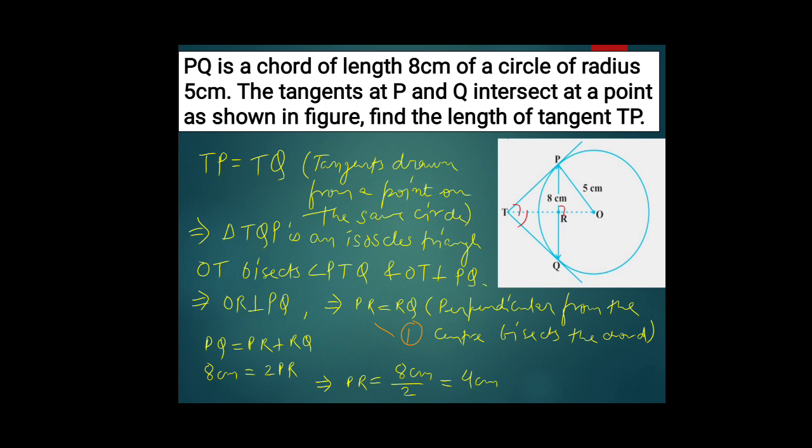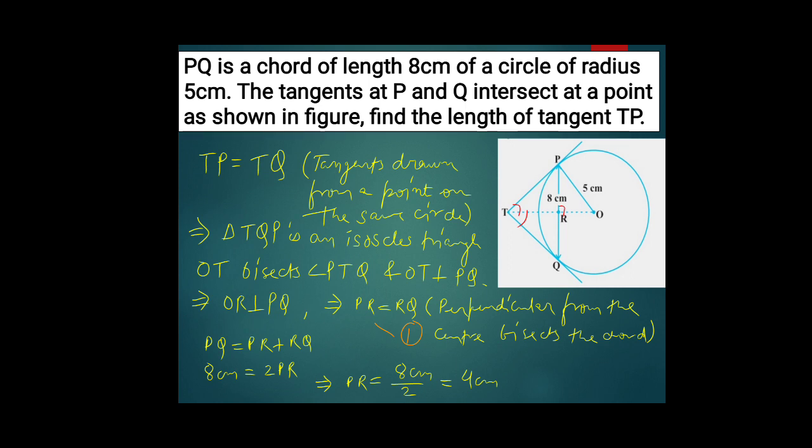Now this forms an isosceles triangle, and if we join this point T, the common point of the tangents, with this O, it will bisect angle PTQ and it will be perpendicular to this chord PQ. I've written it over here. This is a property, so I've just mentioned it. You can also prove it using congruency of triangles, but no need to prove it. You can simply write it: OT bisects angle PTQ and OT is perpendicular to PQ.